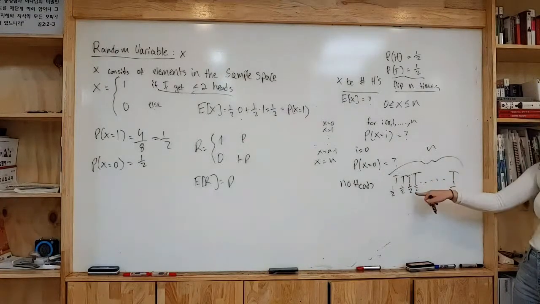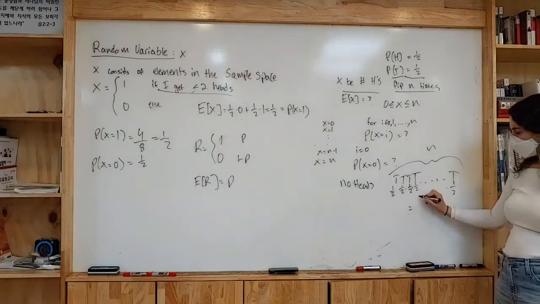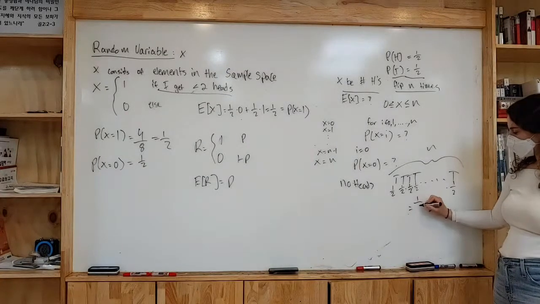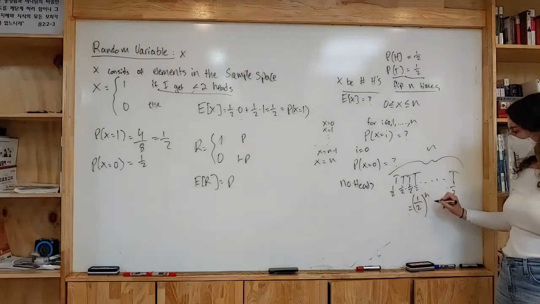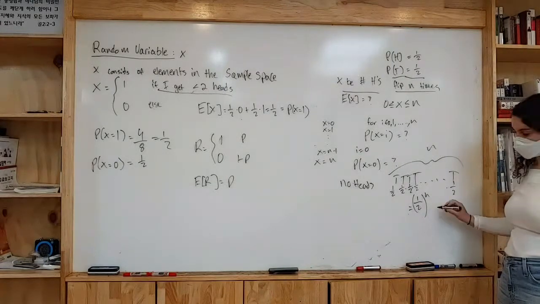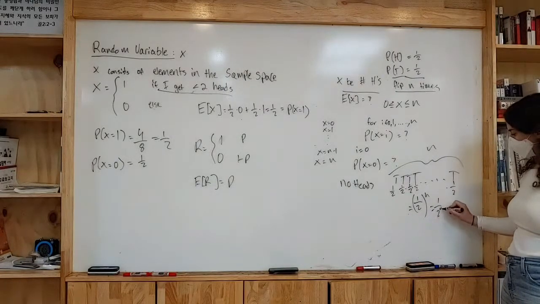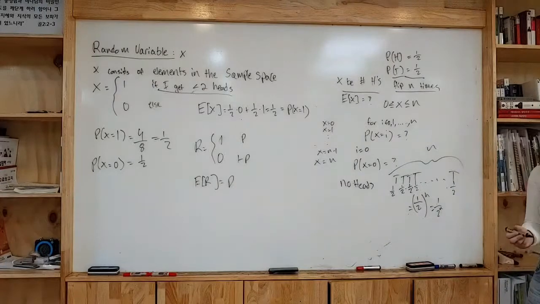Alright, what's this probability? They're all 1/2. There's n of them. 1/2 to the n, right? Equals 1/2 to the n. Okay?